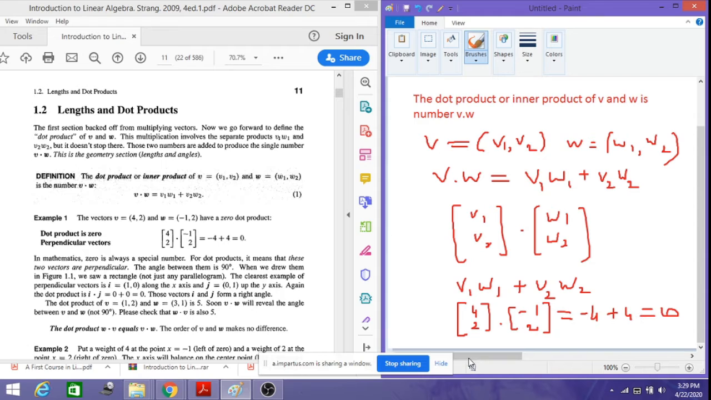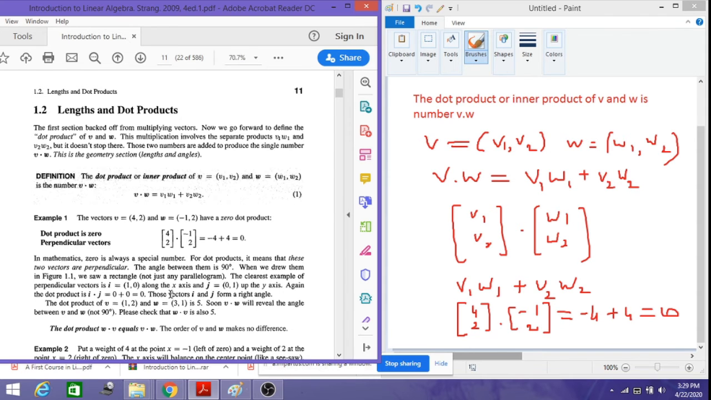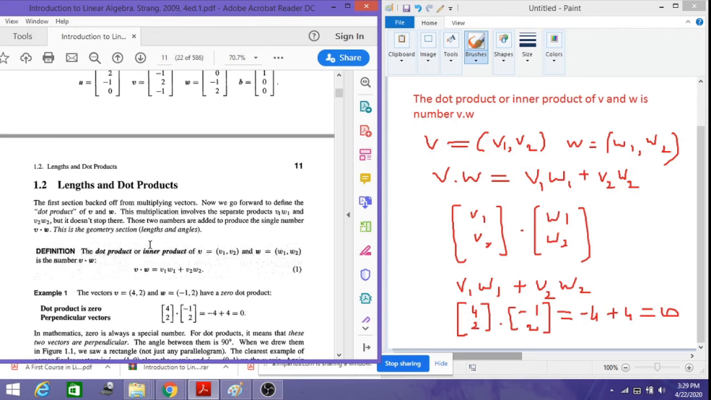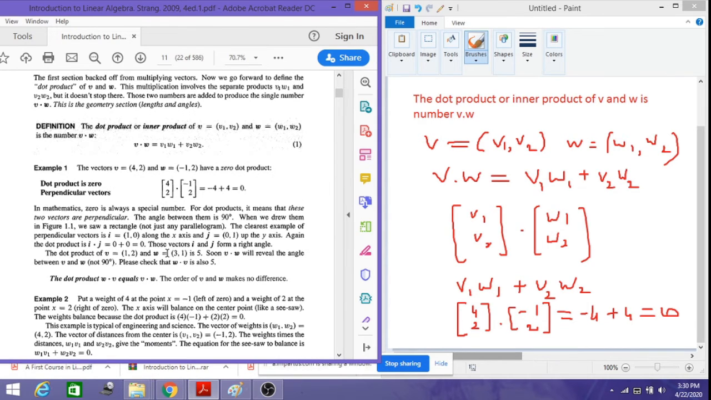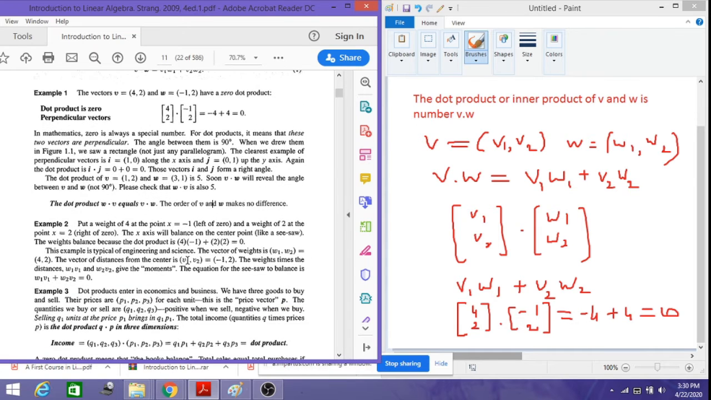In mathematics we used to say that 0 is always a special case. So for a dot product, it means that these two vectors are perpendicular. The angle between them is 90 degrees. So it will not result in any parallelogram. So this is about the dot product.